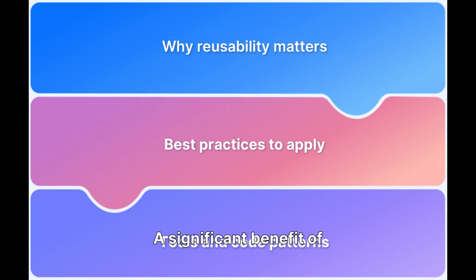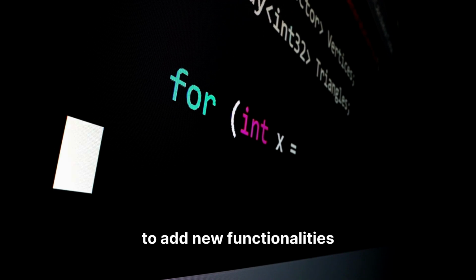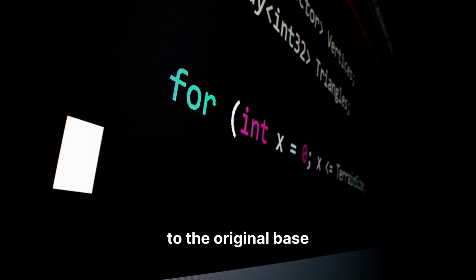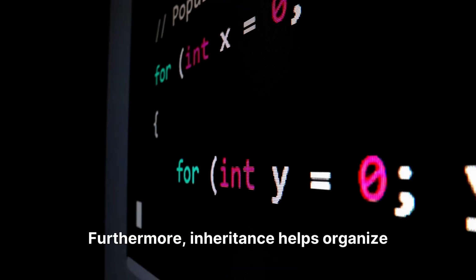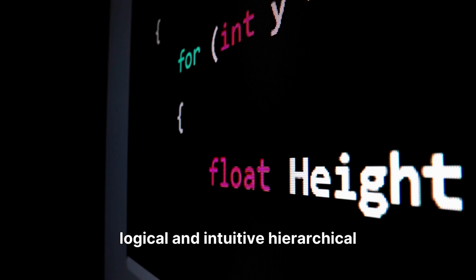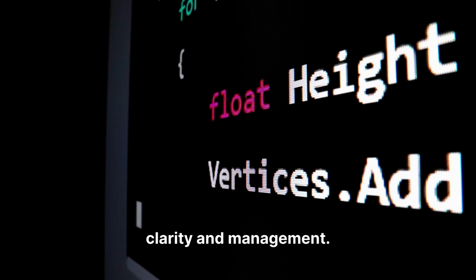A significant benefit of inheritance is code reusability, as common functionalities can be defined once in the base class and then reused across multiple derived classes. It also provides excellent extensibility, allowing derived classes to add new functionalities without requiring any modifications to the original base class. Furthermore, inheritance helps organize related classes into a logical and intuitive hierarchical structure, improving overall code clarity and management.